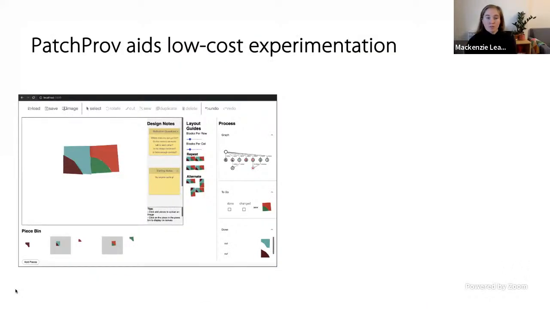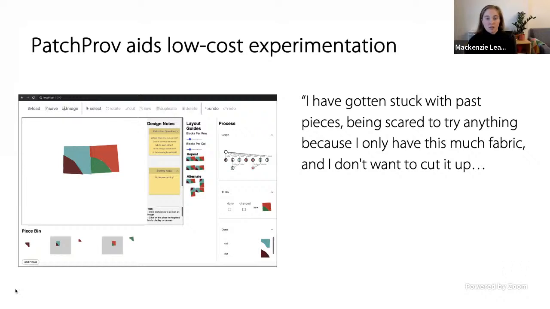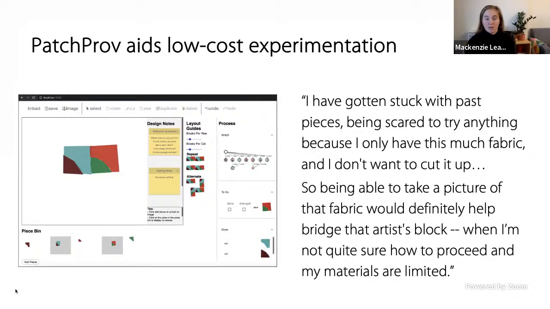So we found that PatchProv helped quilters with many of the key challenges identified in improv quilting, particularly low-cost experimentation, with one participant noting, "I've gotten stuck with past pieces, being scared to try anything because I only have this much fabric and I don't want to cut it up. So being able to take a picture of that fabric would definitely help bridge that artist block, but I'm not quite sure how to proceed and my materials are limited."